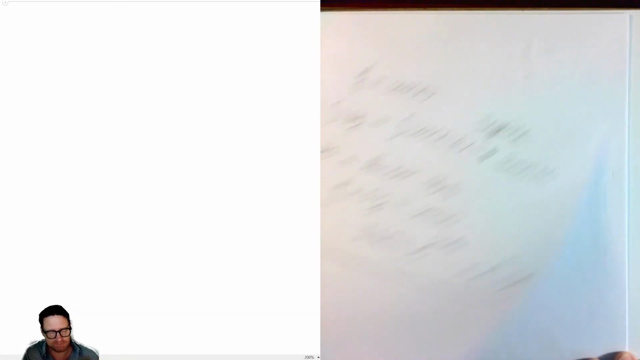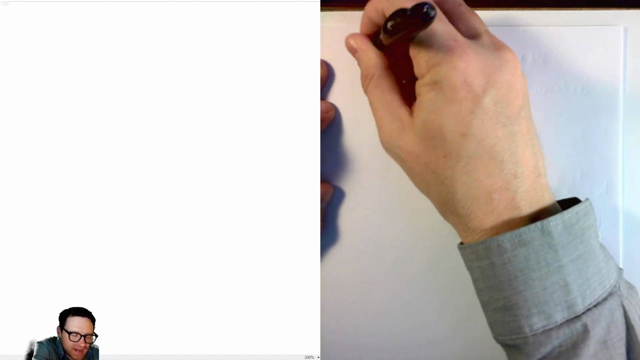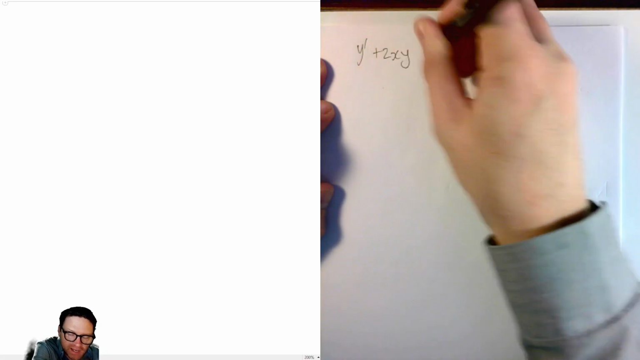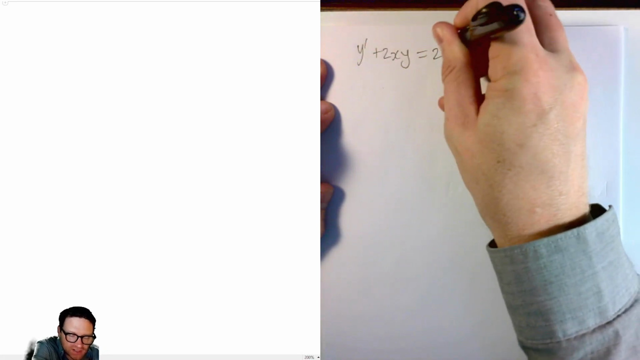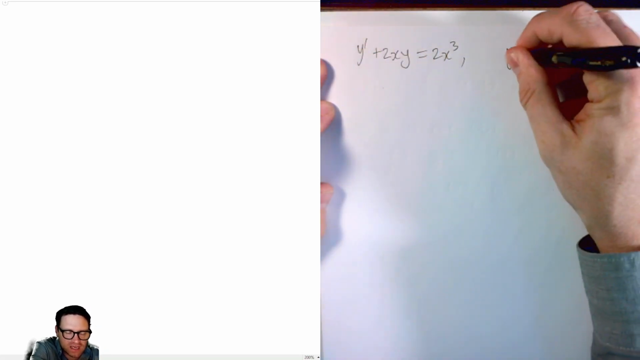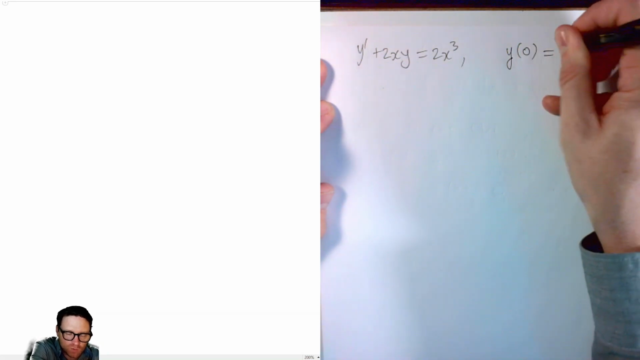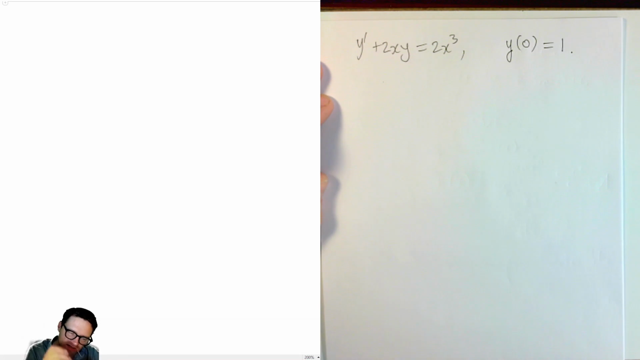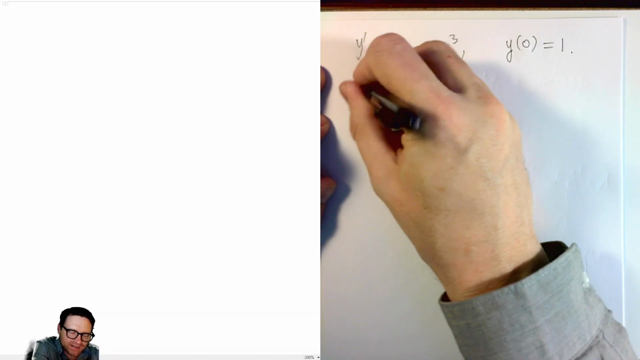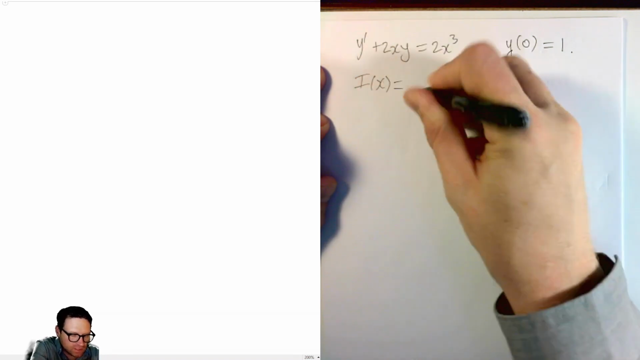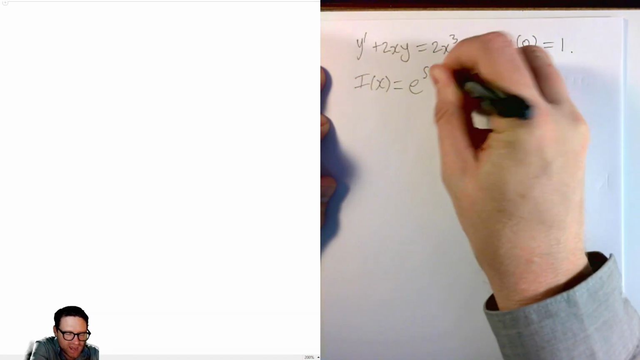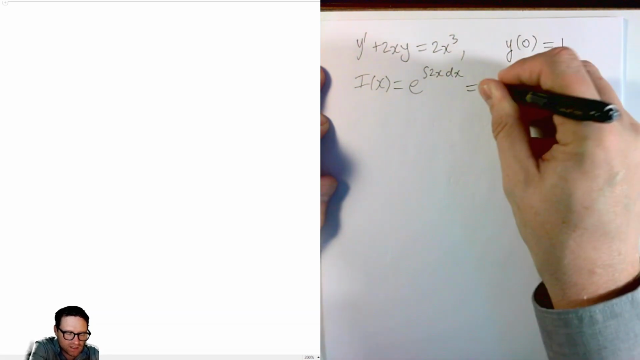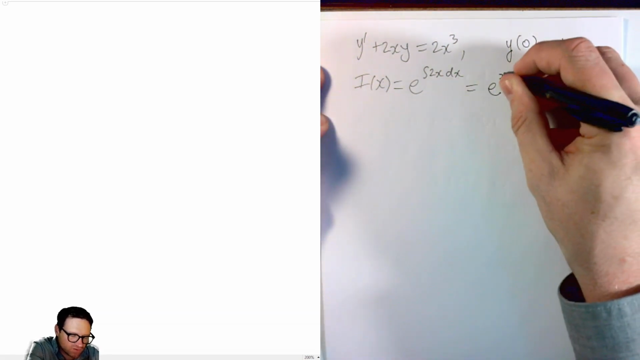I'll get a new page. Okay, next one, y dash plus 2xy equals 2x cubed, and now we're given an initial value, y of 0 is 1. All right, so p of x is 2x, q of x is 2x cubed. So our integrating factor is e to the integral of 2x with respect to x, and so that's e to the power of x squared.